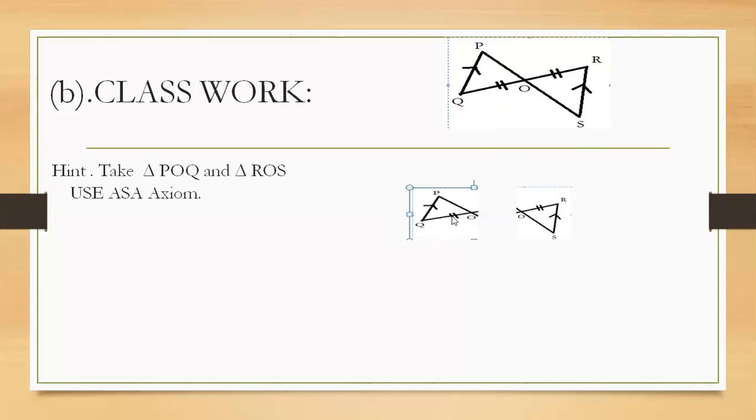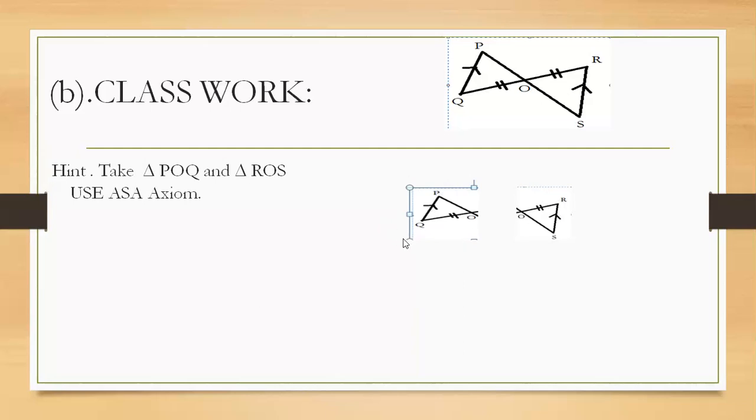And after that, we can find out corresponding side and corresponding angle. Look, POQ's corresponding side is PQ, and ROS's corresponding side is RS. That's why PQ corresponds to RS. Similarly, look here, this angle's opposite is PO, and this angle's opposite is OS. PO and OS are also corresponding, PO and OS.